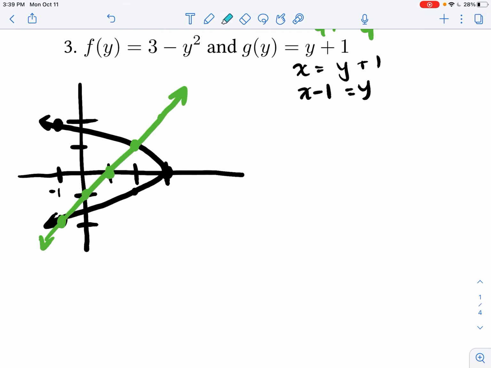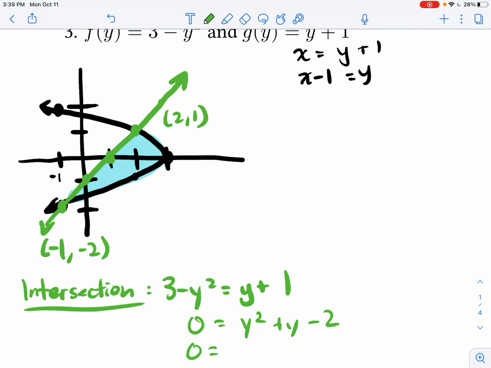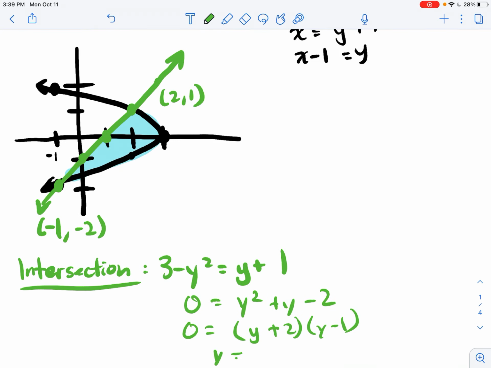So now we see that where these graphs are intersecting, it's this region that we want to find the area for. And let me write these coordinates. This point is going to be -1, -2. And this point here is going to be 2, 1. And again, if you wanted to find your intersection points, you could set these two functions equal to each other and solve. This would not be too bad to do. This would be 0 is equal to y squared plus y minus 2, which factors as y plus 2, y minus 1. So our y intersection values are y equal to -2 and 1.